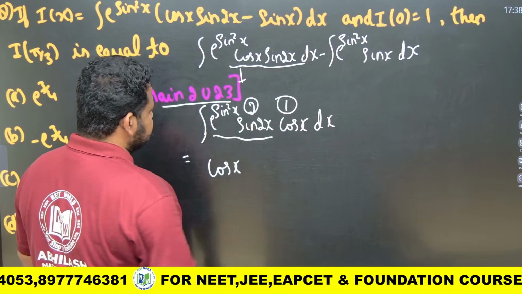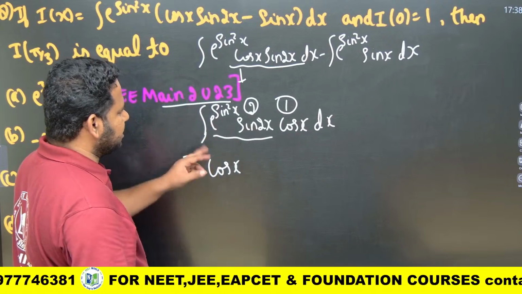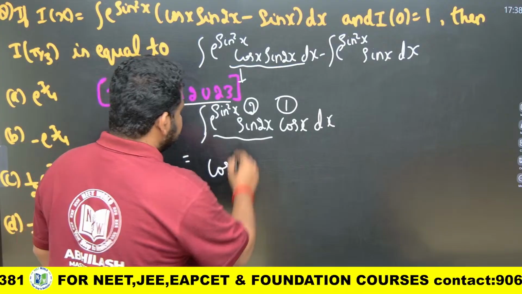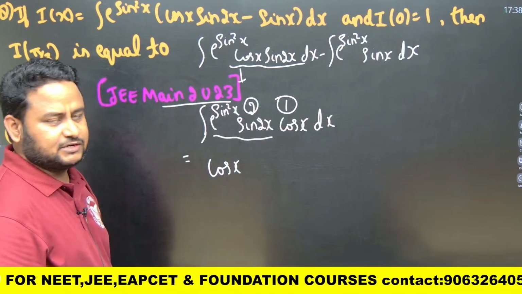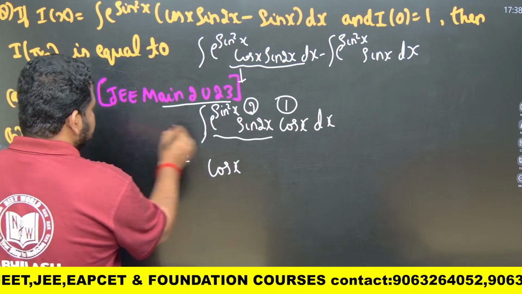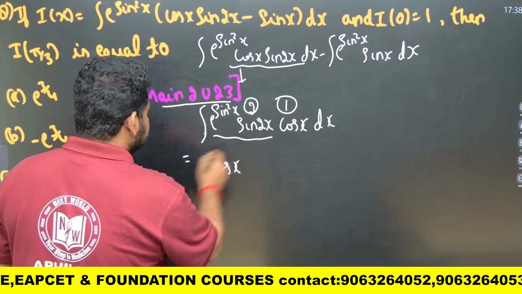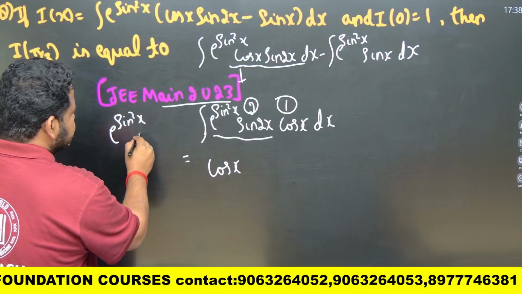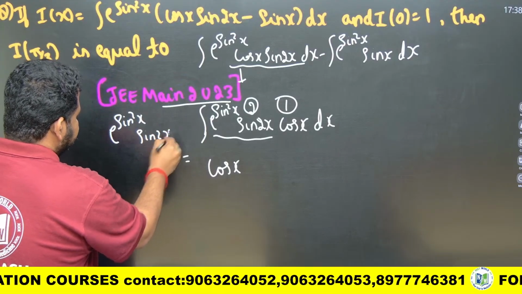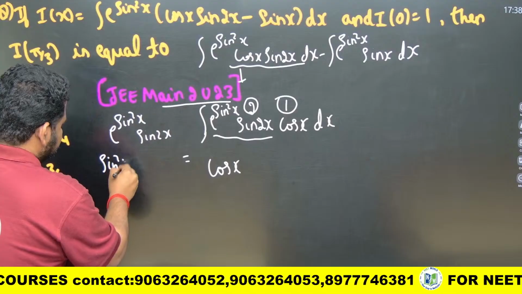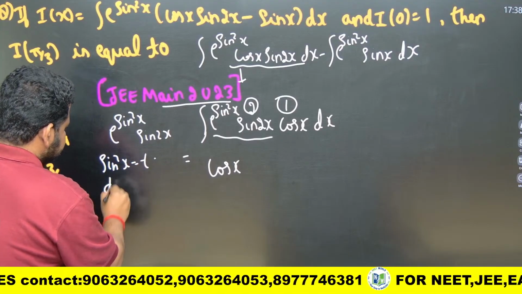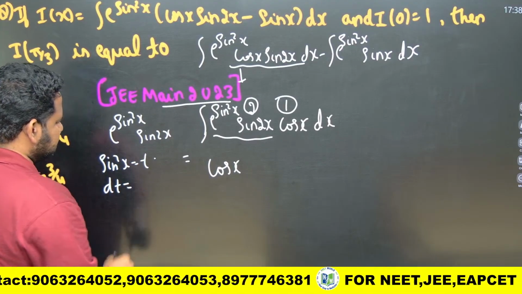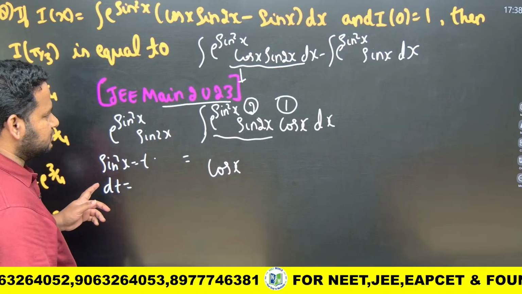Next, the integral of e power sin square x sin 2x. So the integral of e power sin square x sin 2x is nothing but equal to what? See here, if I put sin square x is equal to t, what I'll get? dt is nothing but equal to 2 sin x cos x dx.